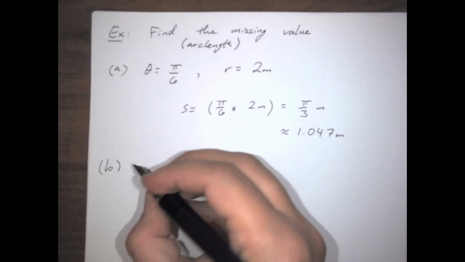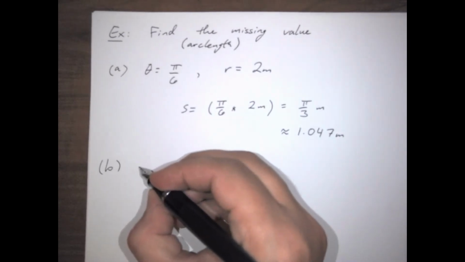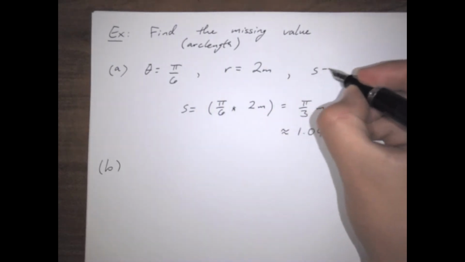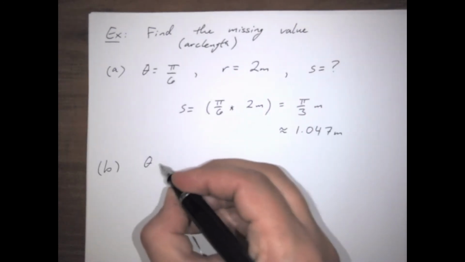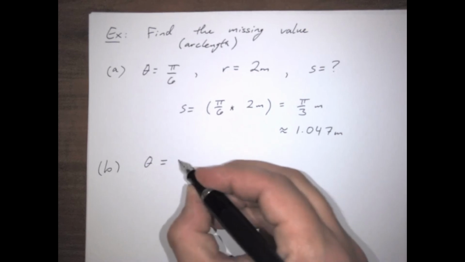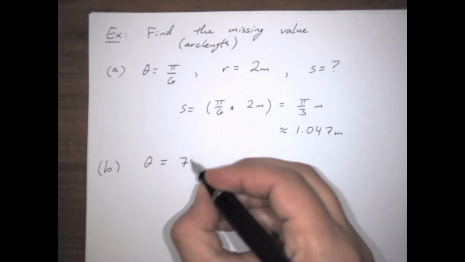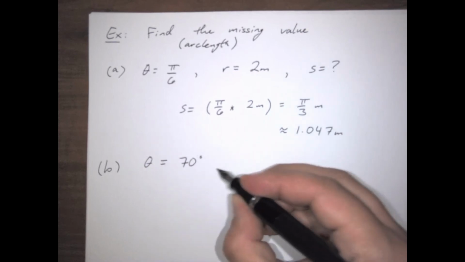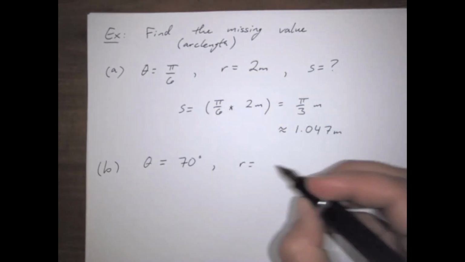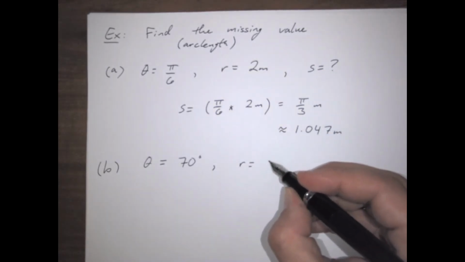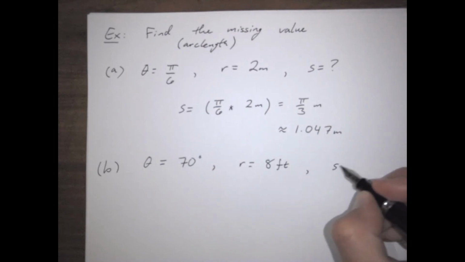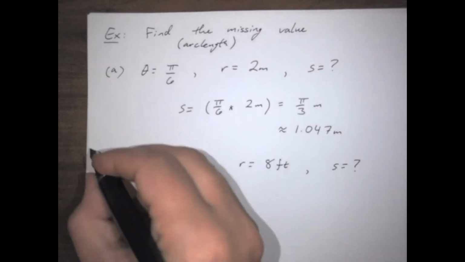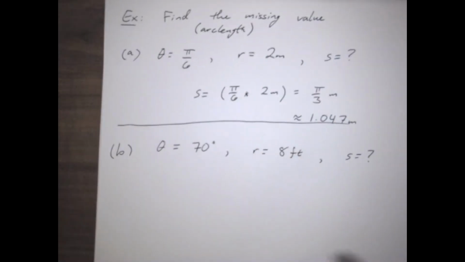Let's see, how about if we have the angle not in radians but in degrees? Theta is equal to 70 degrees. Radius is equal to, I don't know, 8 feet. S is equal to, who knows? That's for us to find out.